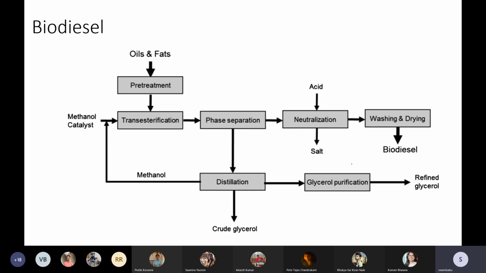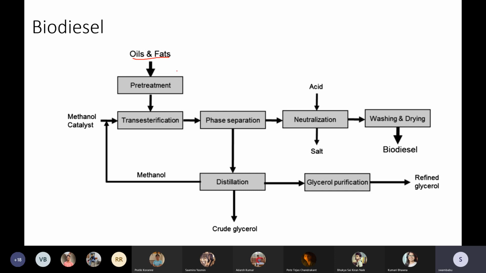So this is biodiesel production from the oils and fats. This is another source to produce biodiesel. I think this is also well known for quite a long time.